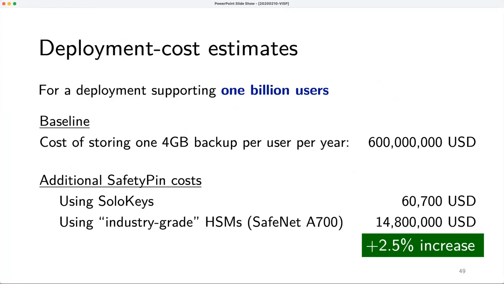So yeah, this is 4 gigabytes per user per year, something like $600 million. And on top of that, the cost of the hardware that you need for SafetyPin to support 1 billion users recovering, say, once a year, is some tens of thousands of dollars if you use these really cheap hardware devices that we used. If you use industry grade HSMs, it's more like $15 million. So this is a lot, but relative to the cost of the storage, it's not clear that it's such a big deal.